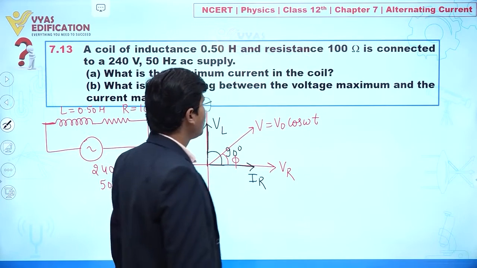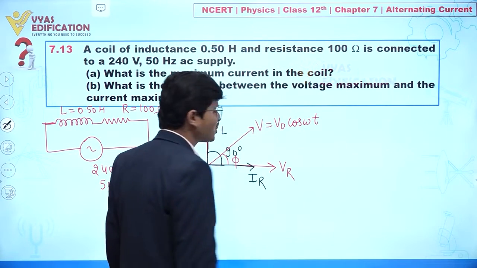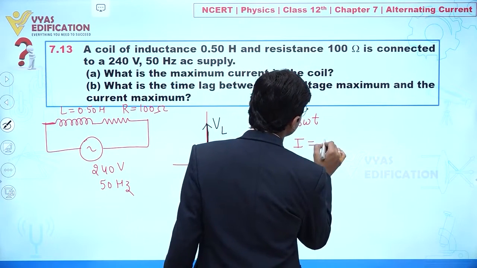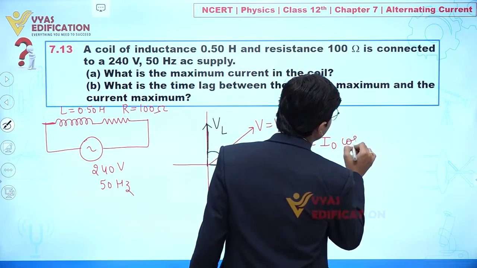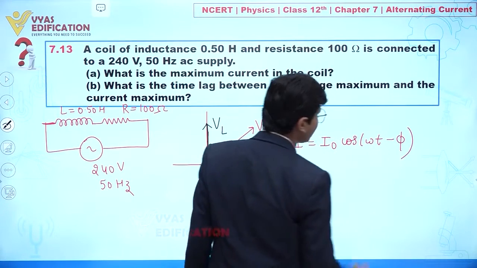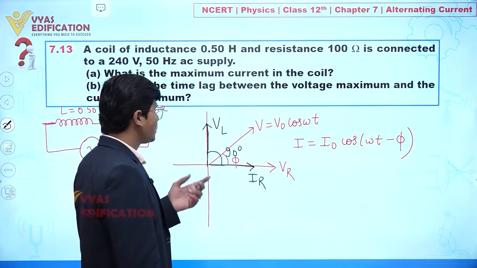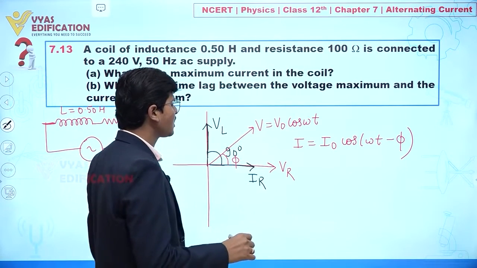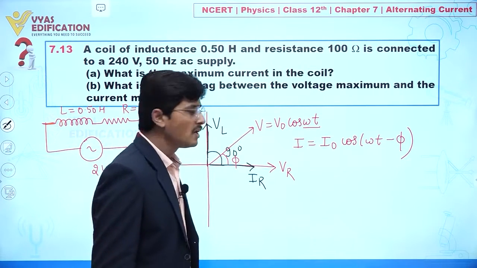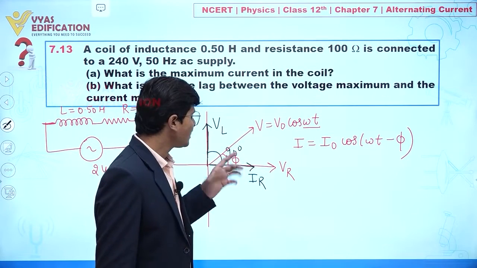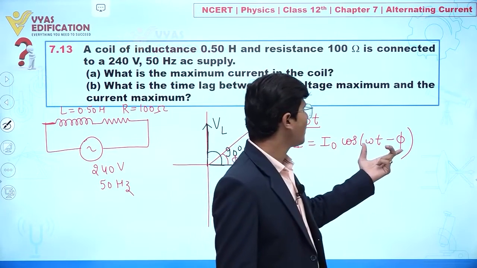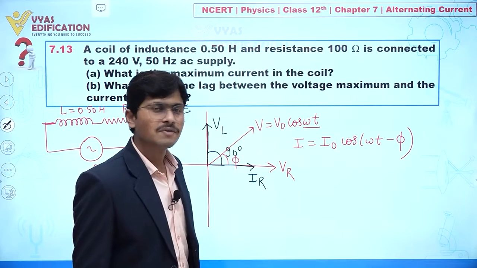So from here, can I write the expression of I? Yes. The general expression of I is given by I naught cos of omega t minus phi. Because if I am assuming the phase angle of the voltage is omega t, then the current is lagging behind by an angle phi. So we have the phase angle omega t minus phi.